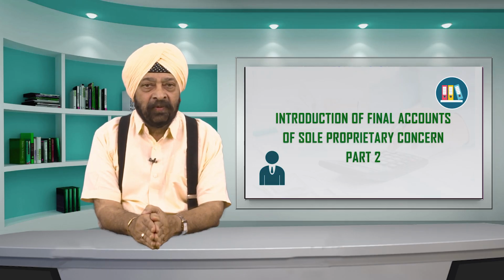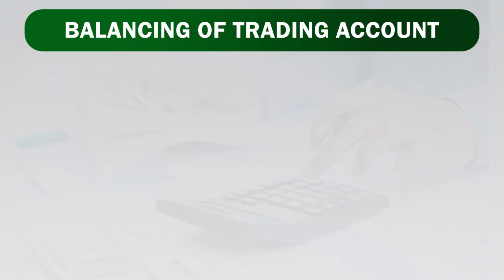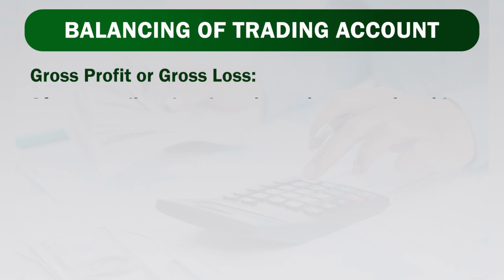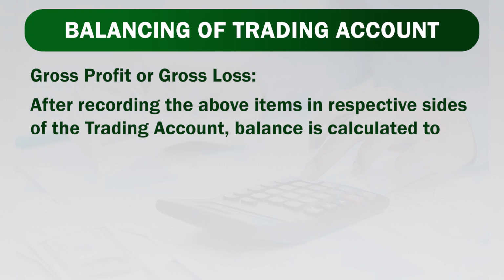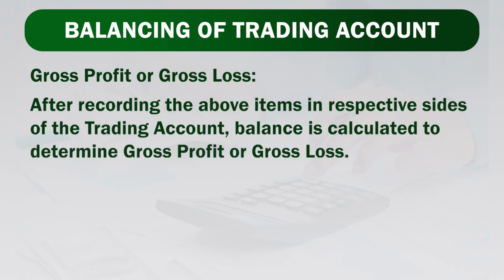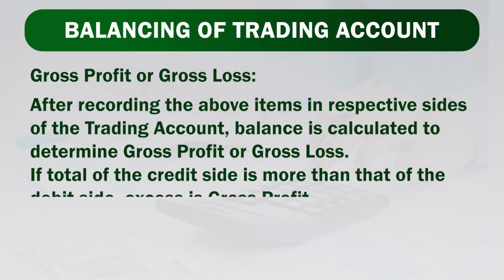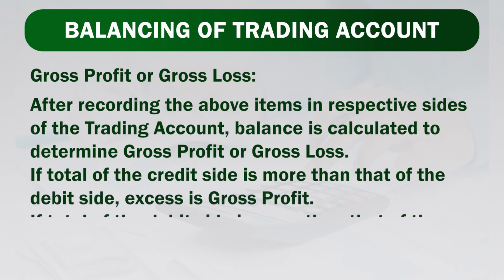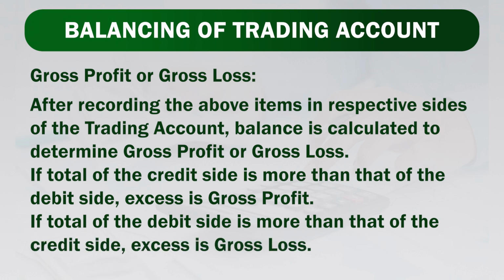As I have given you brief information about the balancing figure, let us have a re-look at the balancing figure of trading account. The balancing figures are known as gross profit or gross loss. After recording the above items in the respective sides of trading account, the balance is calculated to determine gross profit or gross loss. If the total of the credit side is more than that of the debit side, the excess is gross profit. If the total of the debit side is more than that of the credit side, the excess is gross loss.